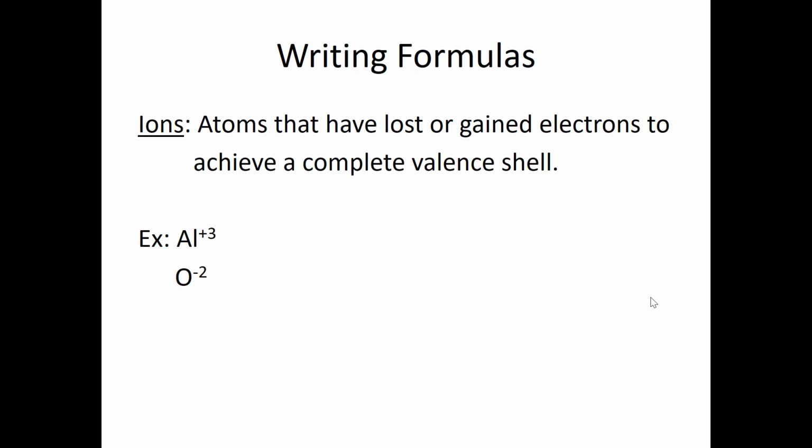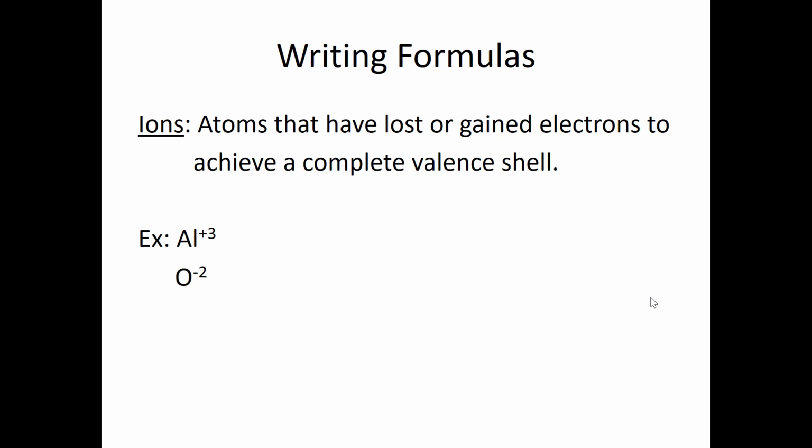So when we're looking at writing formulas, we're going to be looking at ions. And ions is a term that we've been using primarily in the previous units. And we know that an ion is an atom that has lost or gained an electron. Therefore, why did it lose those? It lost or gained an electron to achieve a complete valence shell, going back to that octet rule.